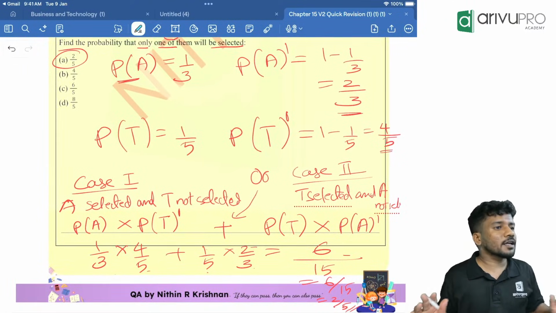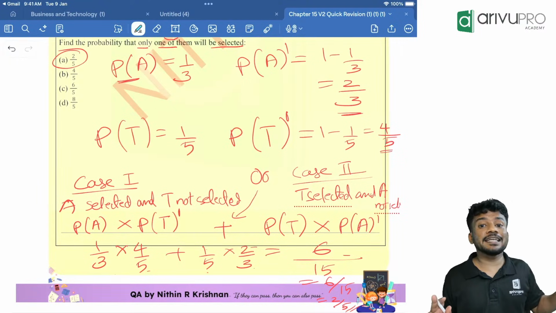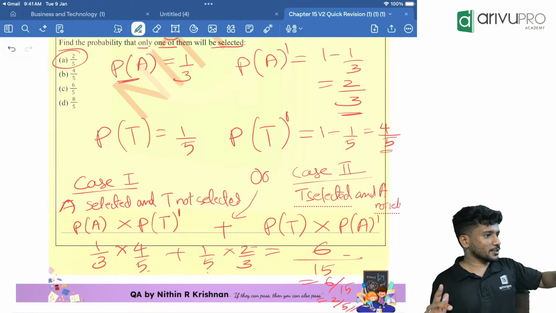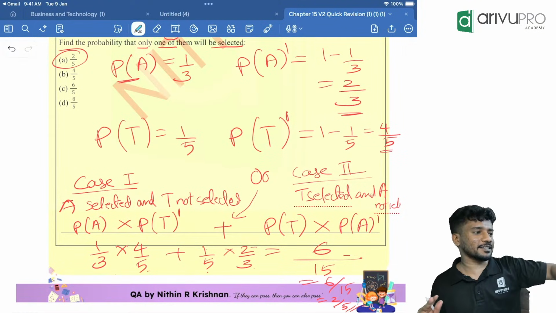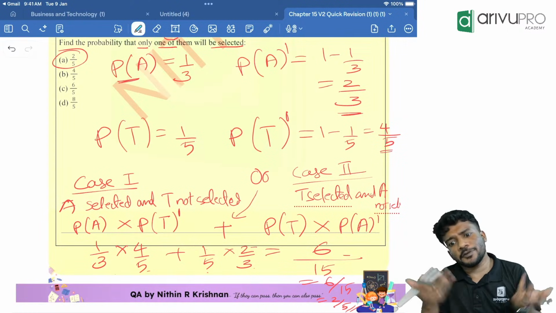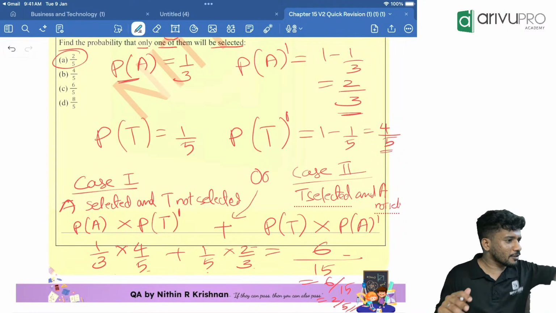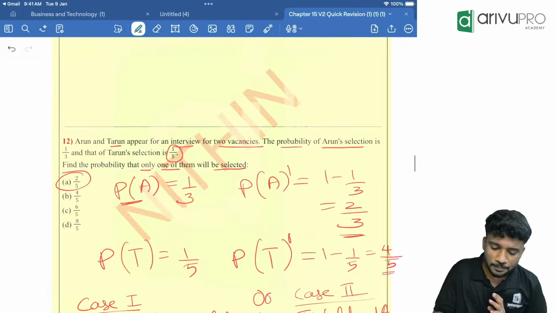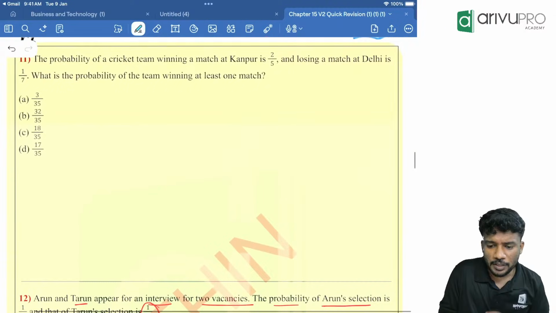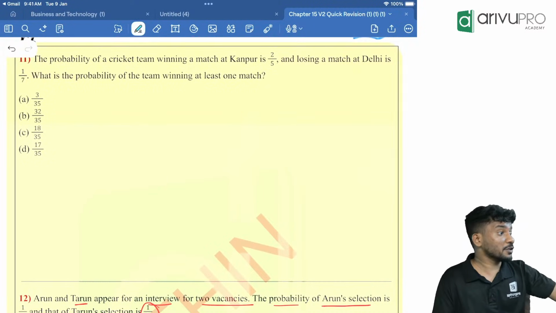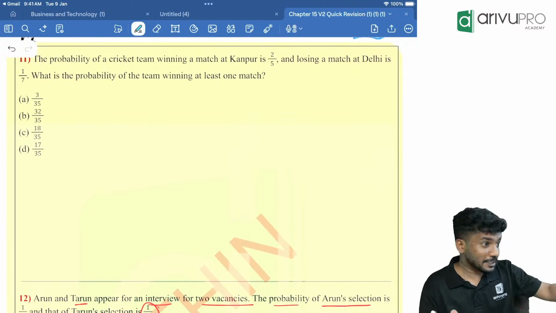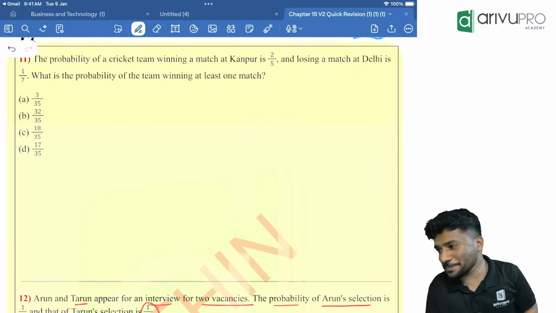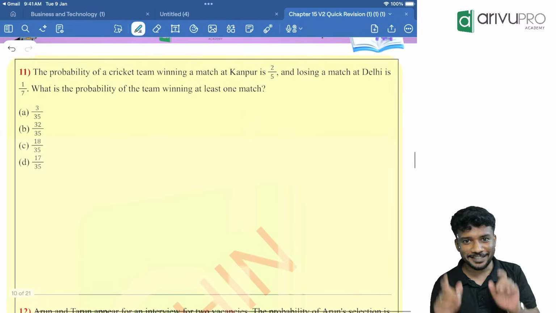So this is the logic we will use. If the question was at least, you would take case 1, Arun selected and Tarun selected; case 2, Arun selected and Tarun not selected; case 3, Tarun selected and Arun not selected. We will not use the formula of A union B and all. I directly went to independent events without even talking about them, because we don't need to. We can directly solve questions based on that, because we are revising. That is the main thing.